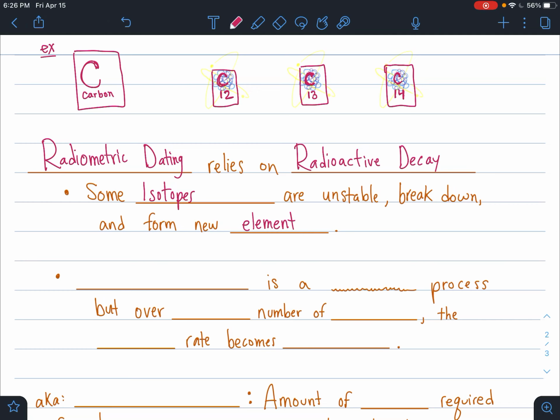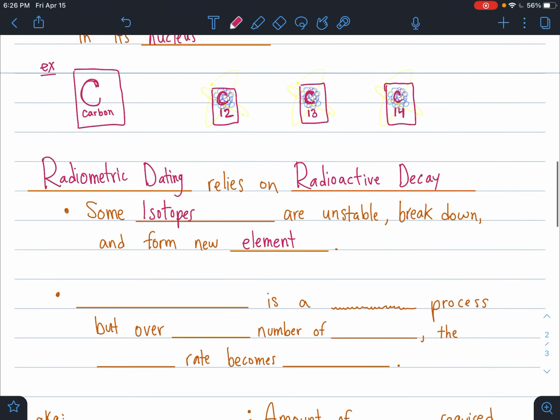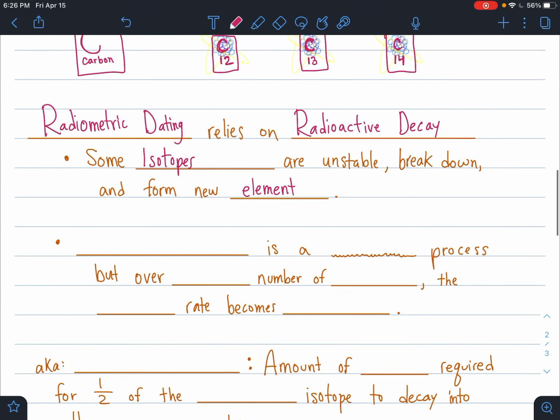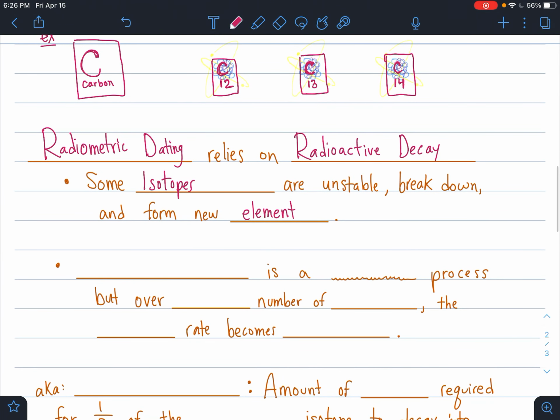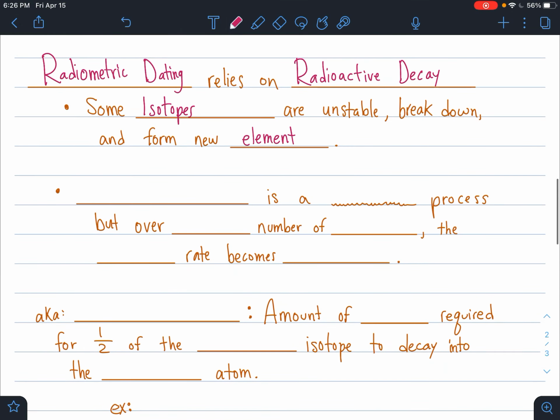The difference between different elements in the periodic table of elements is that there are different protons in the nucleus. They have different nuclear structures, so as the nucleus changes in the isotope when it breaks down because it's unstable, it becomes a whole new element.